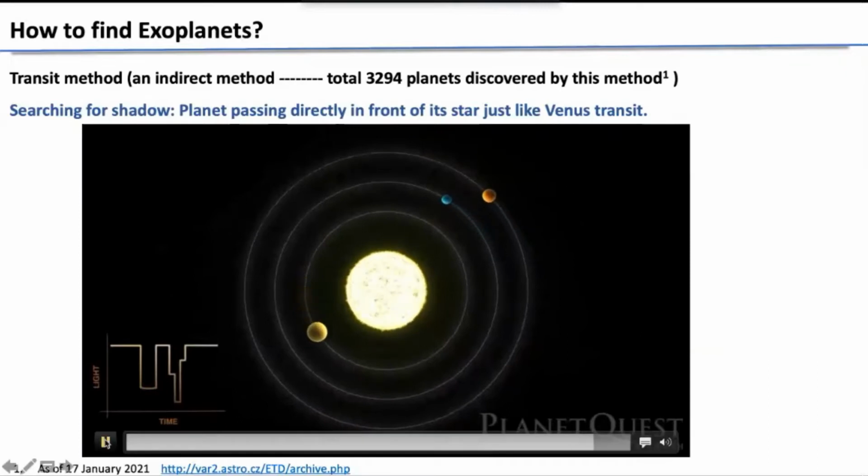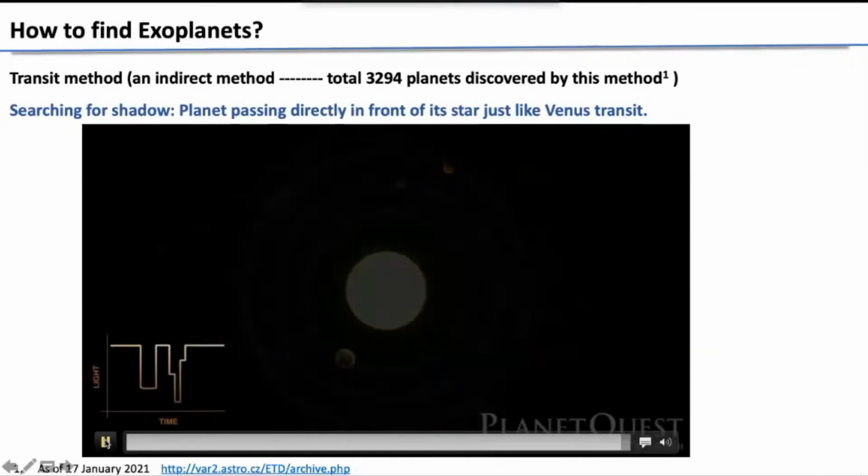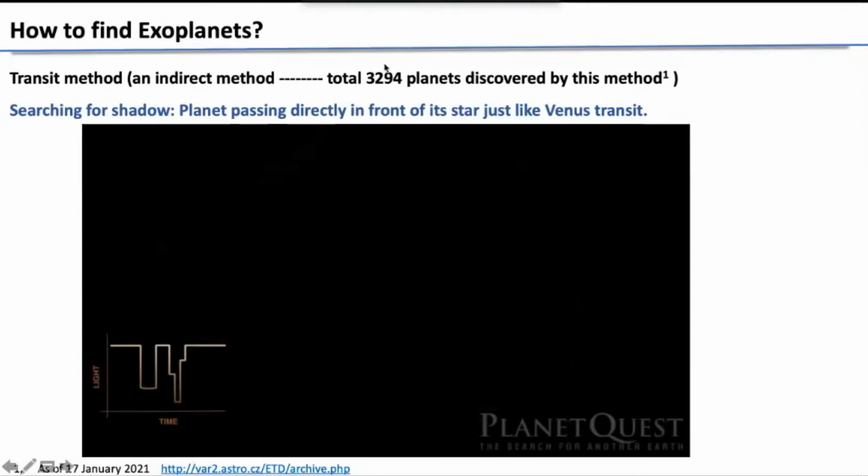So this has been the most successful technique for finding exoplanets. Today we know at least 4,000 confirmed exoplanets, and out of those 4,000, approximately 3,000 planets have been discovered by this technique. You may have heard of the Kepler Space Telescope. Kepler basically used this technique to find all of these planets.